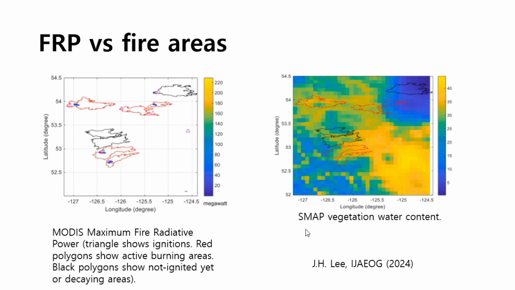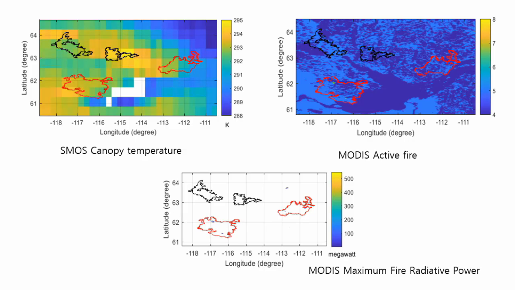On the right hand side, we've seen this figure in the previous session, but anyway. Vegetation water content did not really show any warning about the fire spread, because in this red contour of fire area, the vegetation water content is reported still high as compared to the adjacent area in dry soils.